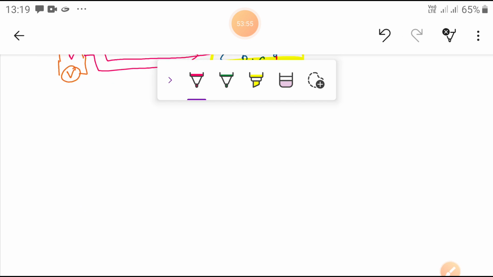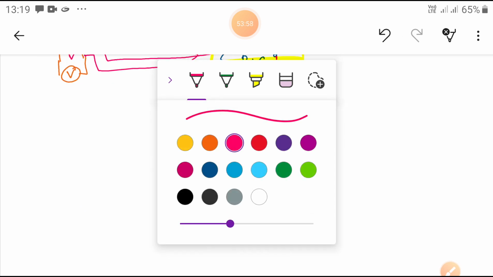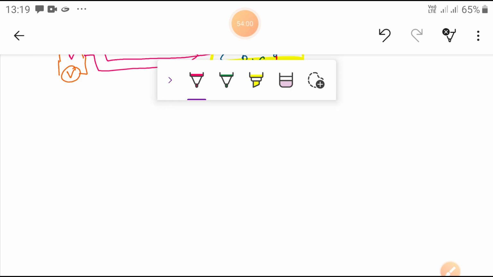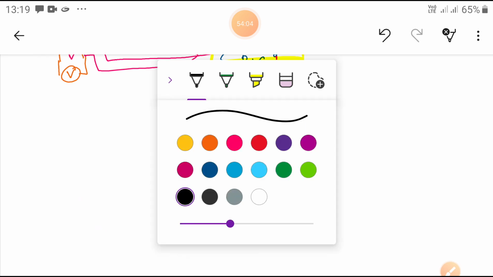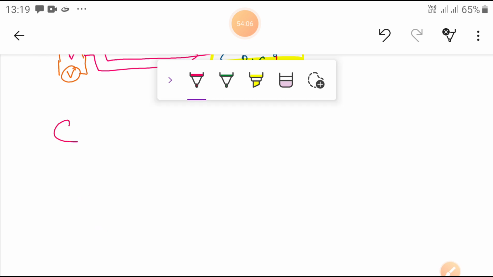Okay, you can take this. Here connect it, sorry, CT and PT. Okay.